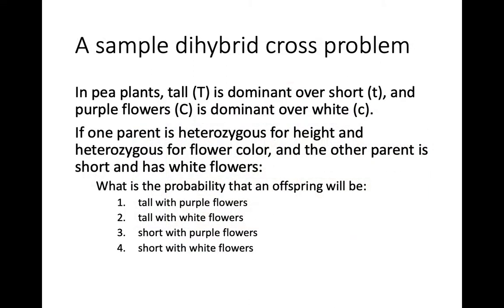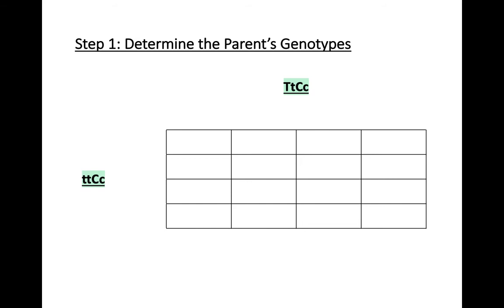So here's a typical dihybrid cross problem. First, you're reminded that in pea plants, tall is dominant over short, and purple flowers is dominant over white flowers. Then you're going to be given the genotypes of the parents. In this case, one parent is heterozygous for height and heterozygous for flower color, and the other parent is short and has white flowers. Then, finally, you're going to be asked for each of these phenotypes, what is the probability? So now I'm going to walk you through a step-by-step procedure for completing these problems.